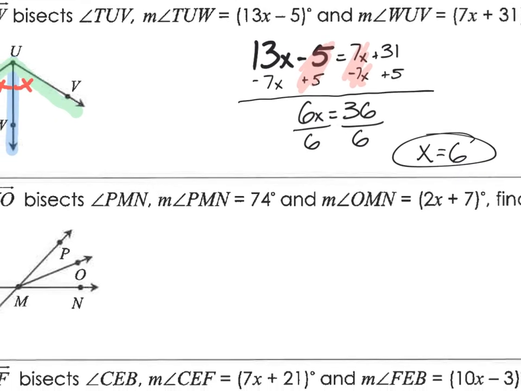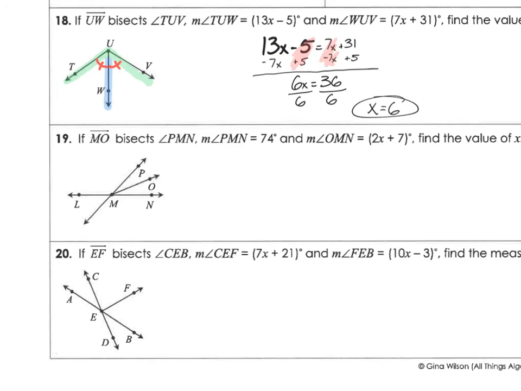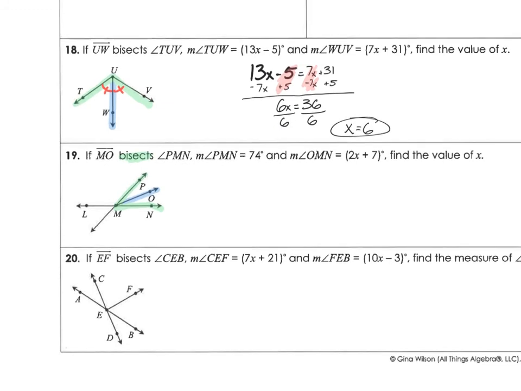Let's do one more. Let's do 19. It's easy. Okay, we'll do 19 real quick. So, MO bisects PMN. All right. Your key word here is this. If it bisects, what do our two angles equal to? So let's look at what it tells us. PMN equals 74, so the whole thing equals 74. And OMN equals 2x plus 7. Find the value of x.